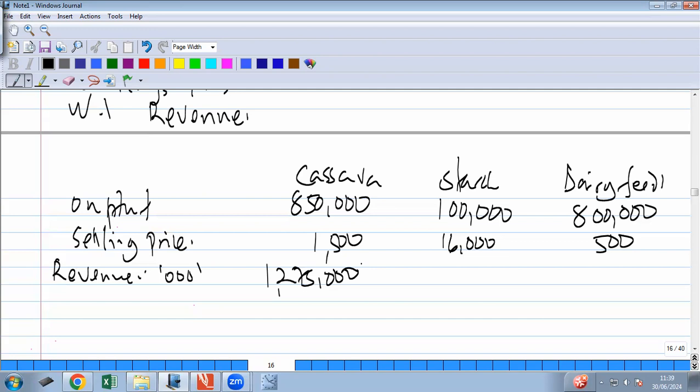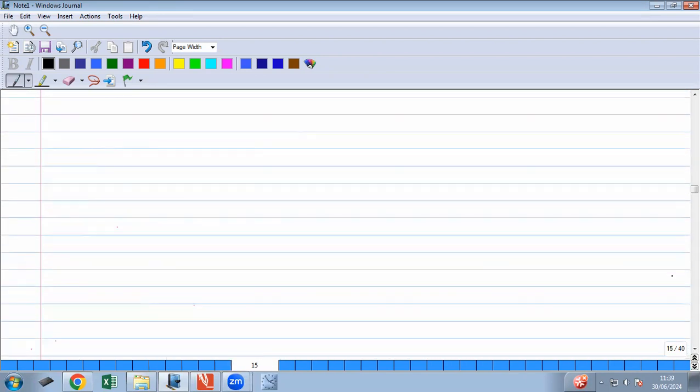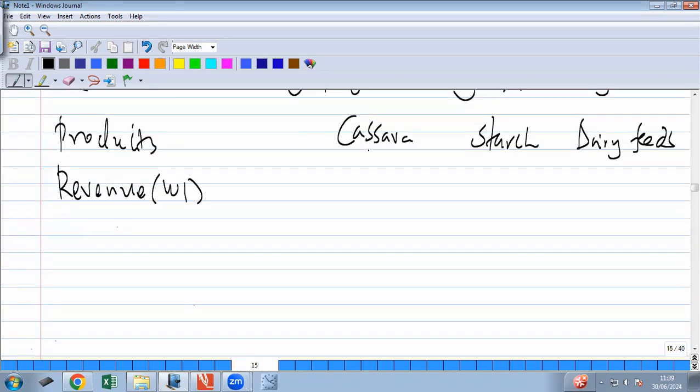Okay. Then starch. Starch is 1.6. And dairy feeds. Like this. Okay, so we transfer this straight to our working. We have revenue. Cassava is 1,275. Then starch 1.6.